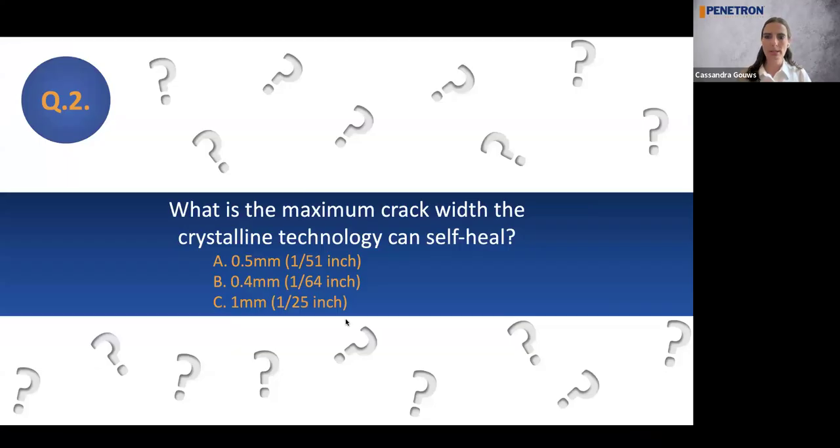And that brings me to my second poll question, Kayla. Thank you. What is the maximum crack width the crystalline technology can self-heal? Is it A, 0.5 millimeters? Is it B, 0.4 millimeters? Or is it C, 1 millimeter?